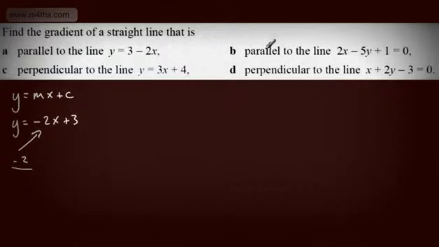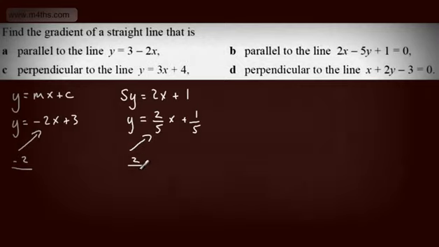Okay, we need to find a line now parallel to the line 2x - 5y + 1 = 0. I'm going to rearrange this, and we're going to now write this as, adding 5y to both sides, 5y = 2x + 1. I'm now going to divide both sides by 5, and we get y = 2/5 x + 1/5. Therefore, the gradient now is going to be 2/5. That's the value of m, so the parallel line will have gradient 2/5.